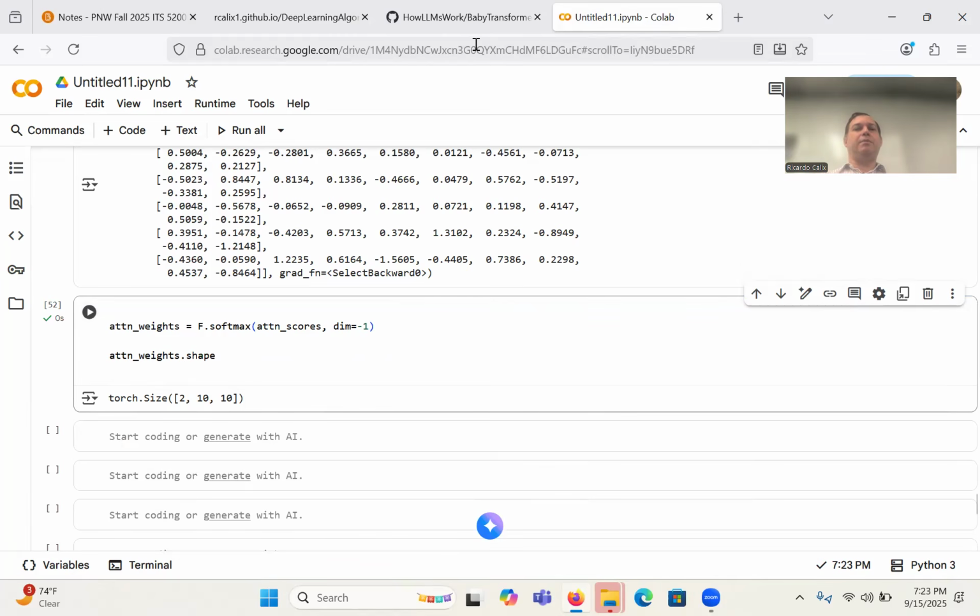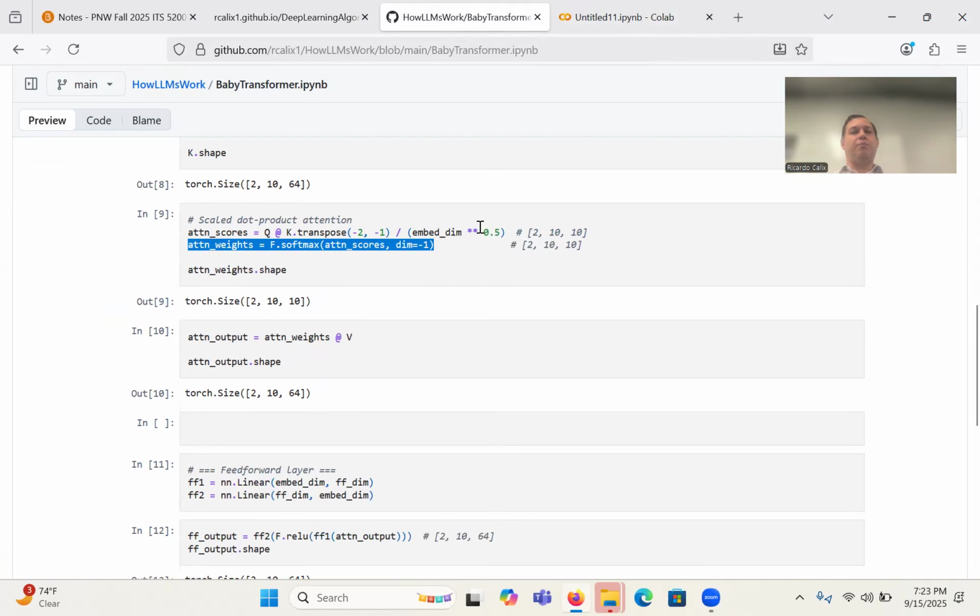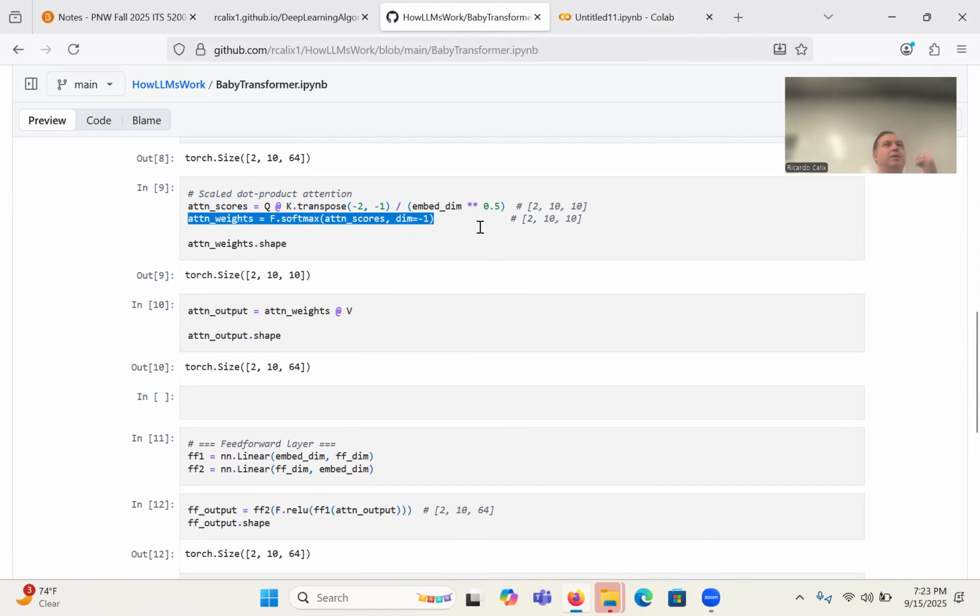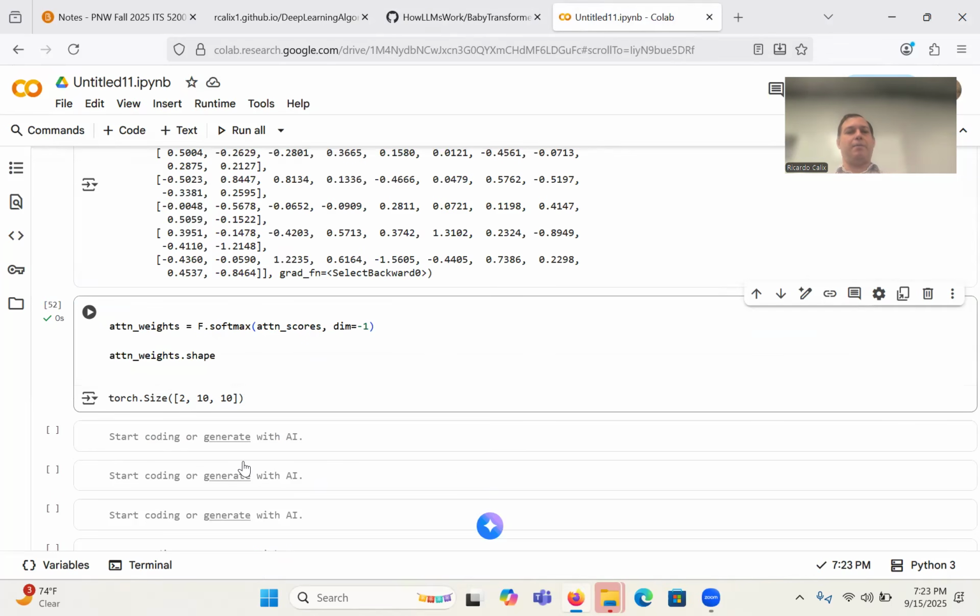We've calculated it, but what do we need to do? We need it back to 2 by 10 by 64 or 2 by 10 by 512. How did we do that? With V, right? So we have our KQV. This just takes it back.